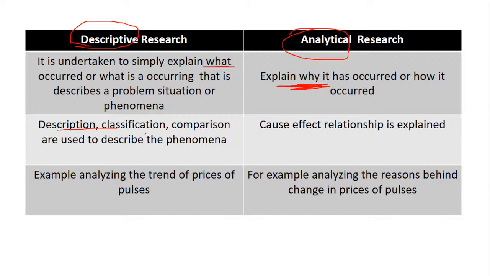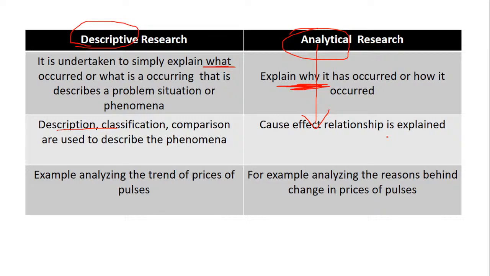When we talk about descriptive research, it is something which explains what. Whereas analytical research explains why. That why makes you realize the problem or think over it analytically. Descriptive research uses keywords like description, classification, comparison, whereas analytical research talks about cause and effect relationship. So cause and effect relationship is explained very well in analytical research.